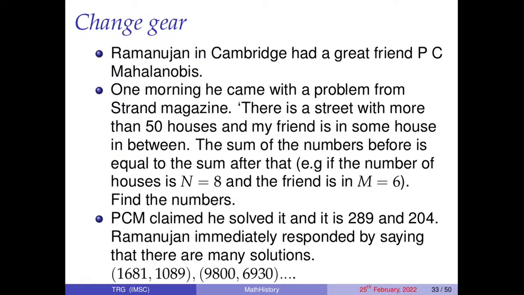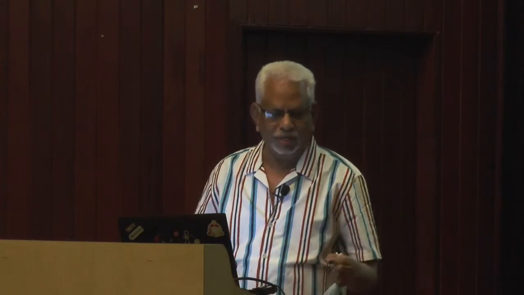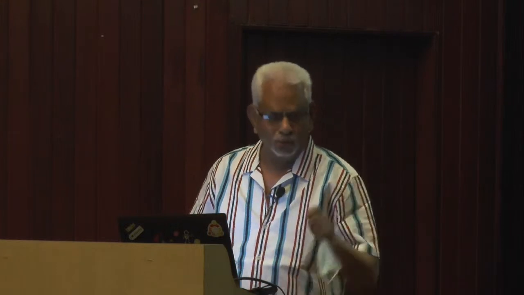Mahalanobis came to him one Sunday morning with a problem seen in the Strand magazine. It is referred to in Robert Kanigel's book. There is a street with more than 50 houses, and my friend is in some house in between. The sum of the numbers before is equal to the sum of the numbers after. For example, if there are 8 houses and the friend is in the 6th house, 1 to 5 add up to 15, and 7 plus 8 is also 15. These two are equal. But unfortunately, he has given the condition that the number of houses is more than 50, so this example cannot be used.